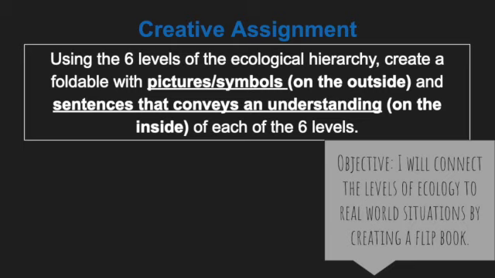You're going to be making a flipbook using the 6 levels of the ecological hierarchy to create a foldable or flipbook with pictures and symbols on the outside and sentences that convey an understanding of each of the levels on the inside, like a definition and a sentence that maybe uses the word in it. We're going to go over an example in a minute.